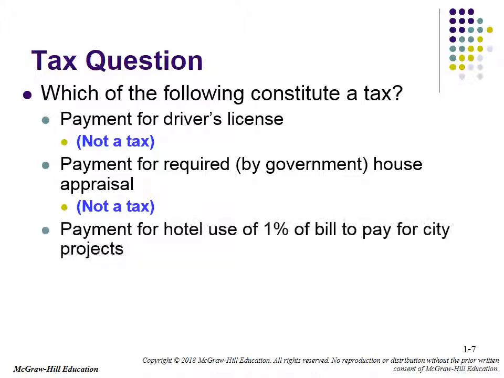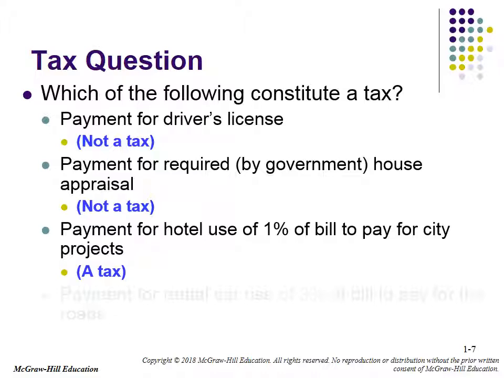Payment for a hotel use of 1% of bill to pay for city projects. Payment for a use of a hotel. So it's a payment. It's going to the government. Is it benefiting you directly? No. You're not getting something directly in return from that tax. You're using the hotel room. That is going to pay for city projects that will benefit a whole bunch of people. So that's considered a tax.